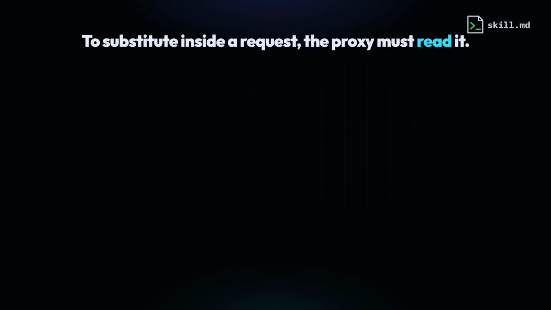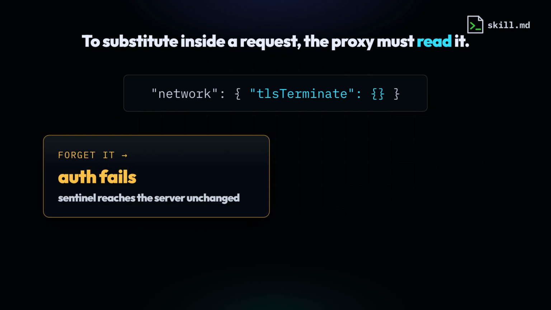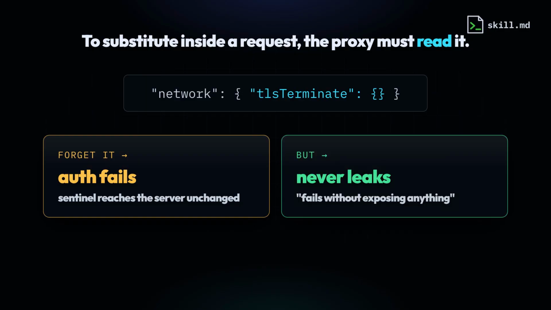For the proxy to substitute inside a request, it has to be able to read that request. So masking requires network.tlsTerminate. The proxy terminates TLS itself. And here's the part I like. If you forget it, masking doesn't fall back to sending your real credential. Quote, masking fails without exposing anything. The command still sees only the sentinel, but the sentinel reaches the server unchanged and authentication fails. End quote. It fails closed, and Claude Code tells you at startup.